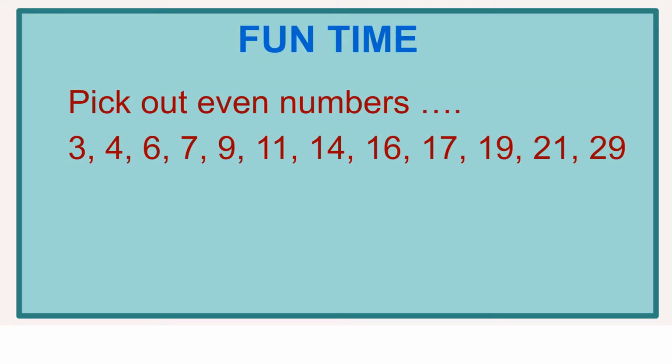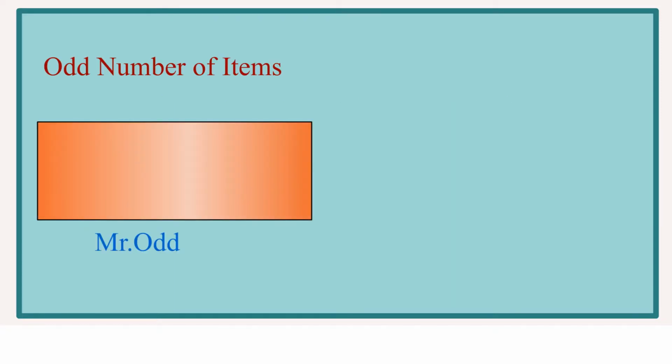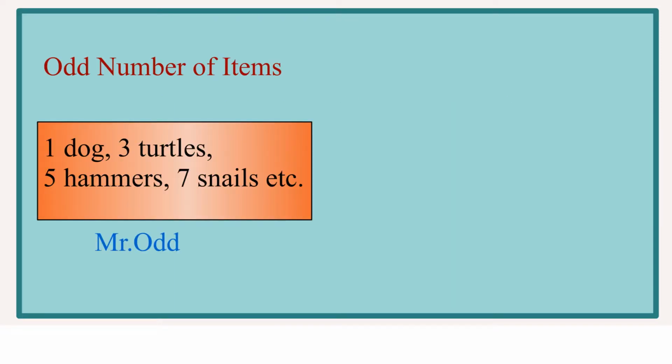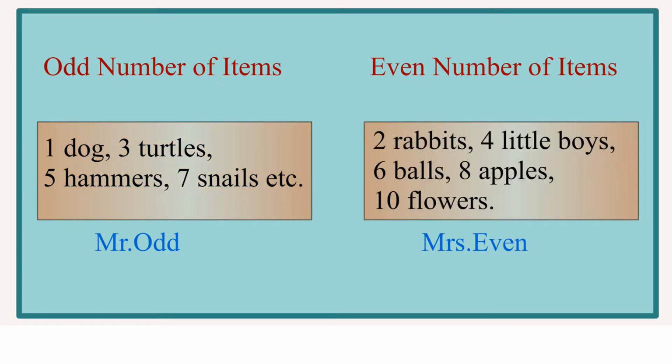Fun time! Pick out even numbers. One day, there was a terrible earthquake and the 2 lands were mixed up. Can you help Mr. Odd and Mrs. Even find their things? Mr. Odd: 1 dog, 3 turtles, 5 hammers, 7 snails, etc. Odd number of items. Mrs. Even: 2 rabbits, 4 little boys, 6 balls, 8 apples, 10 flowers. Even number of items.